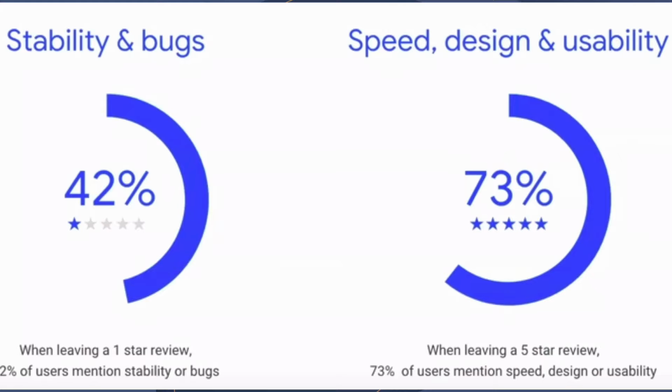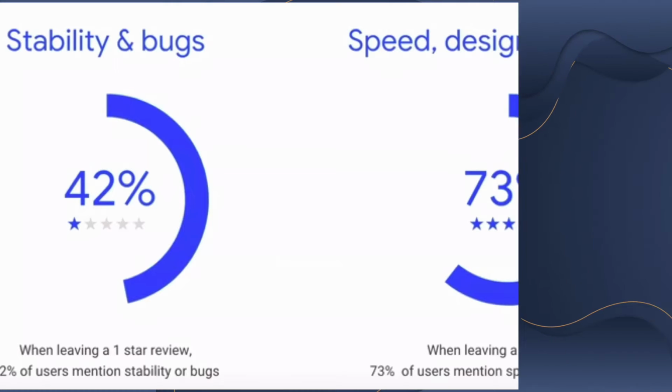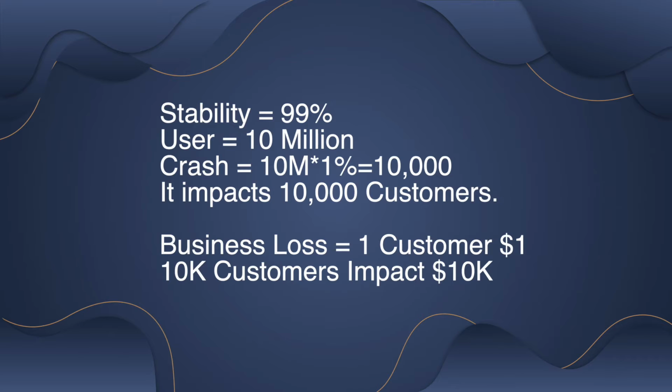So it is important to have those metrics. Let's think from the business point of view. Let's say our application has a stability of 99%, means 99% it works fine, or it's the crash free session, and we have around 10 million customers. When we say that application stability is 99%, that means there is a crash for 1% of users. So 1% of the whole user base means 10,000 customers will be impacted.